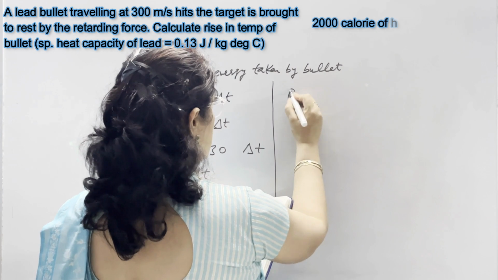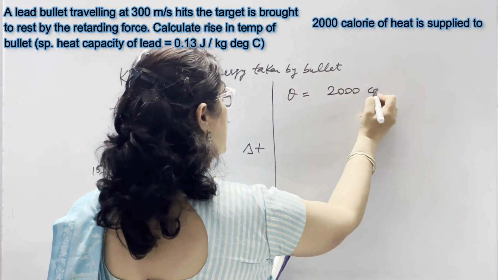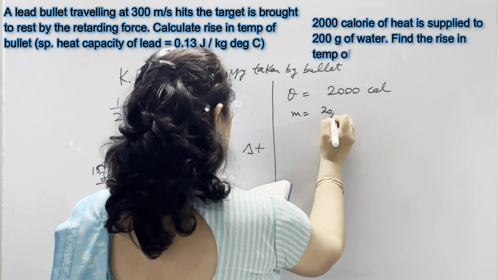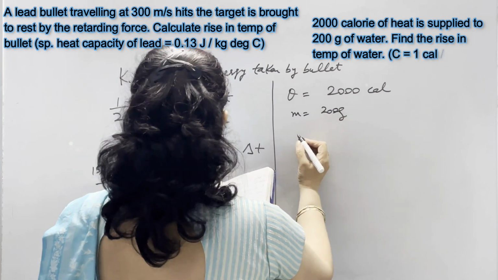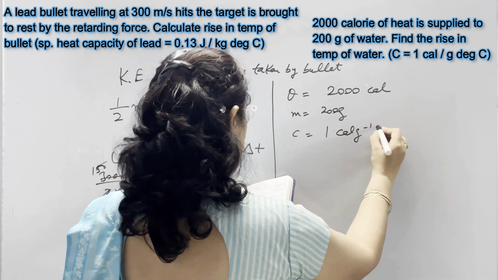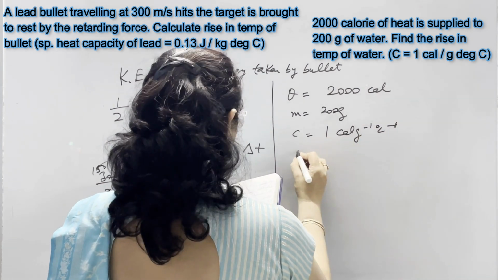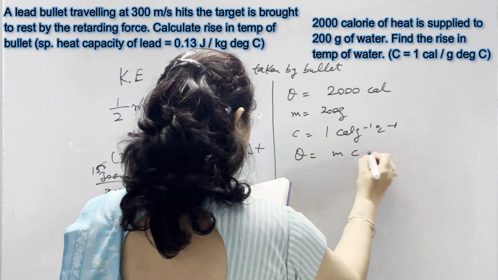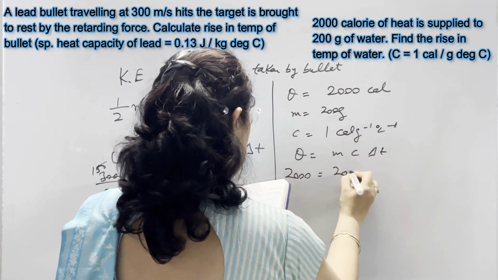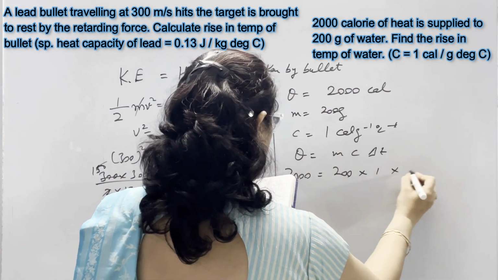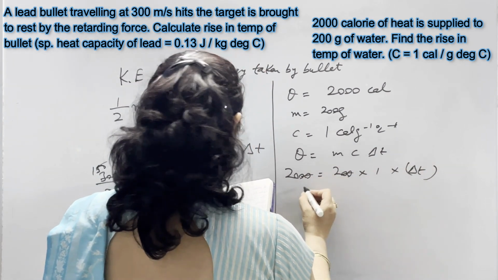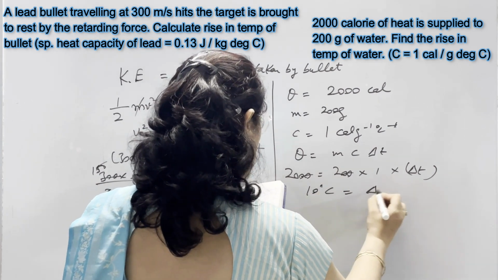2000 कैलोरी ऑफ हीट एनर्जी इज सप्लाइड. Q is given as 2000 calorie. Heat is supplied to 200 gram of water. Find the rise in temperature of water. C is given as 1 calorie per gram per degree Celsius. Now Q is equal to mc delta T. Value of Q is given as 2000. Value of M is 200. Value of C is 1. And we just need to calculate delta T here. So we will get 10. So 10 degrees Celsius is equal to delta T.